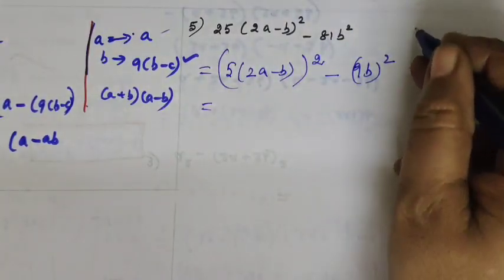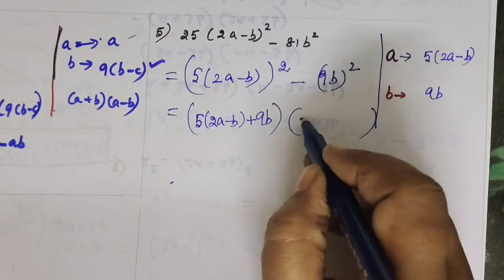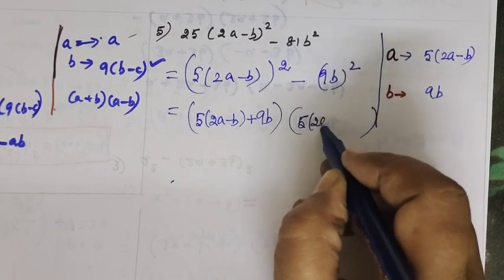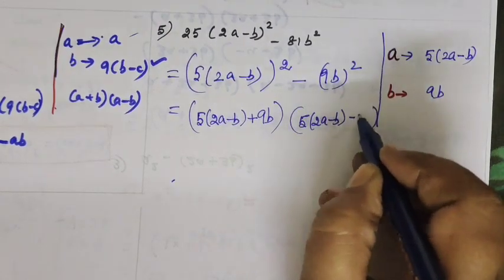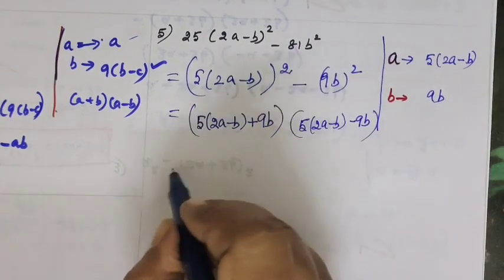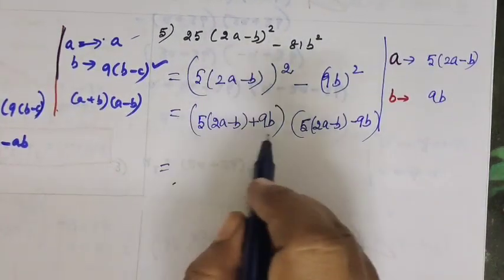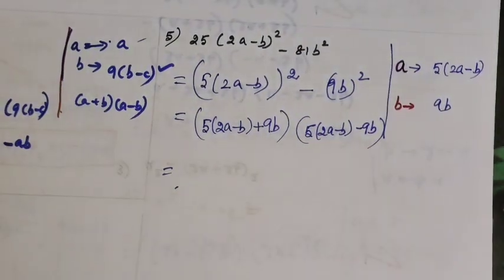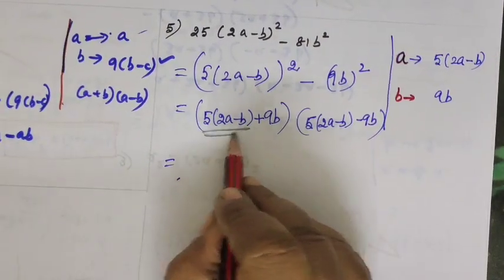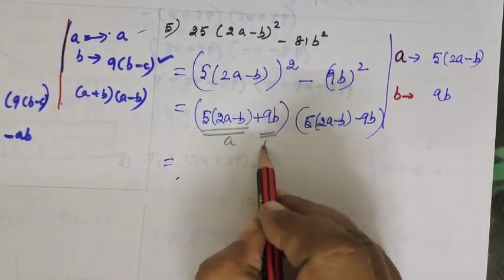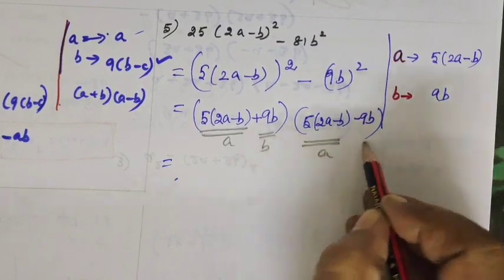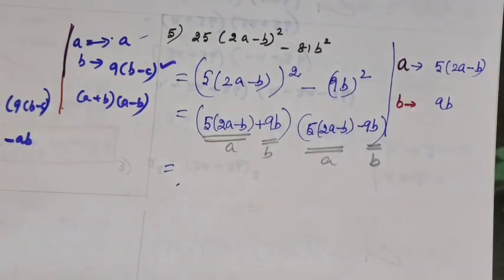So this is of the form a square minus b square, which is a plus b into a minus b. So a plus b, a minus b. We complete a, b, then a, b.